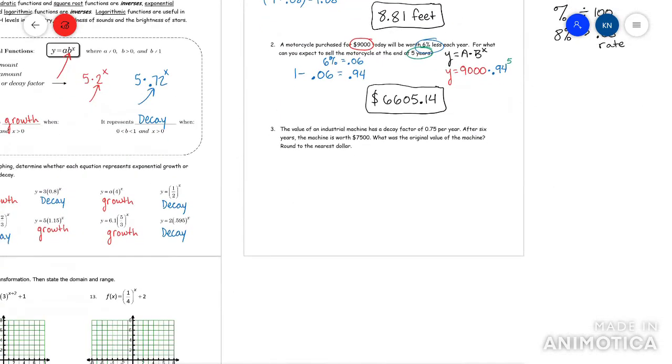All right, look at this last one. You're still going to use a times b to the x. But the difference here is they're asking for the original value of the machine. That's your start value. So what they give you is the machine is now worth $7,500. That's your final price. You're looking for the start value. Your b value, it says decay factor of 0.75. So you're just going to throw a 0.75 there. And then it says after 6 years. So that's your time.